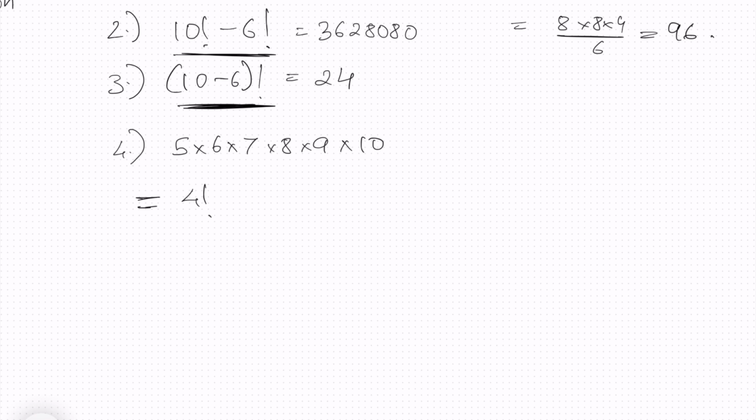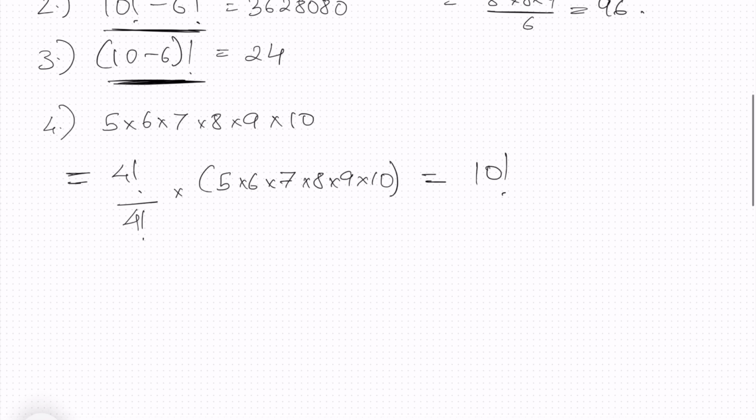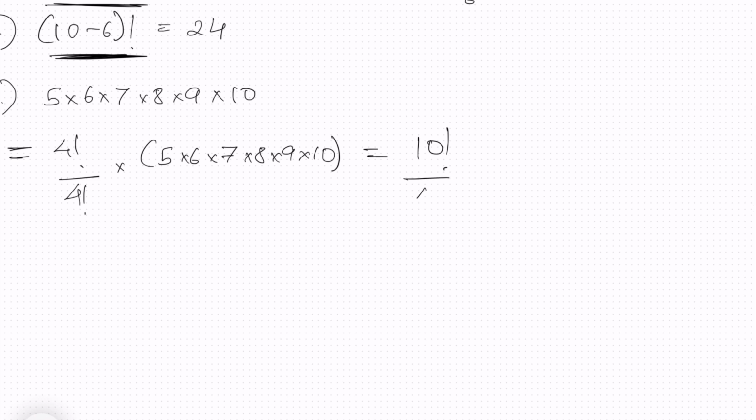If we multiply this by 4 factorial and divide by 4 factorial in order to retain the whole expression, this becomes 4 factorial into 5, 6, 7, 8, 9, 10, and that is 10 factorial, because 4 factorial is 1 into 2 into 3 into 4. If you put all those numbers together, the numerator is the factorial of 10. So 10 factorial by 4 factorial.